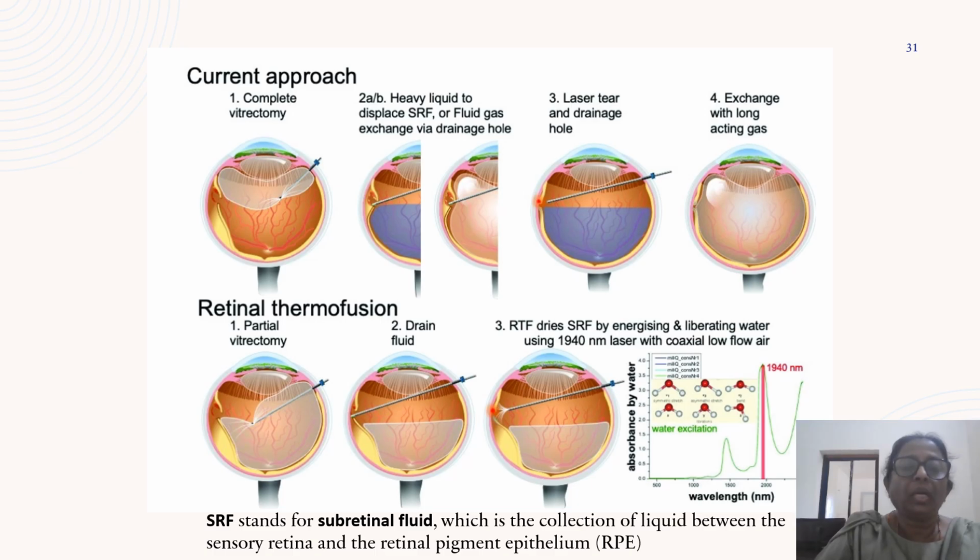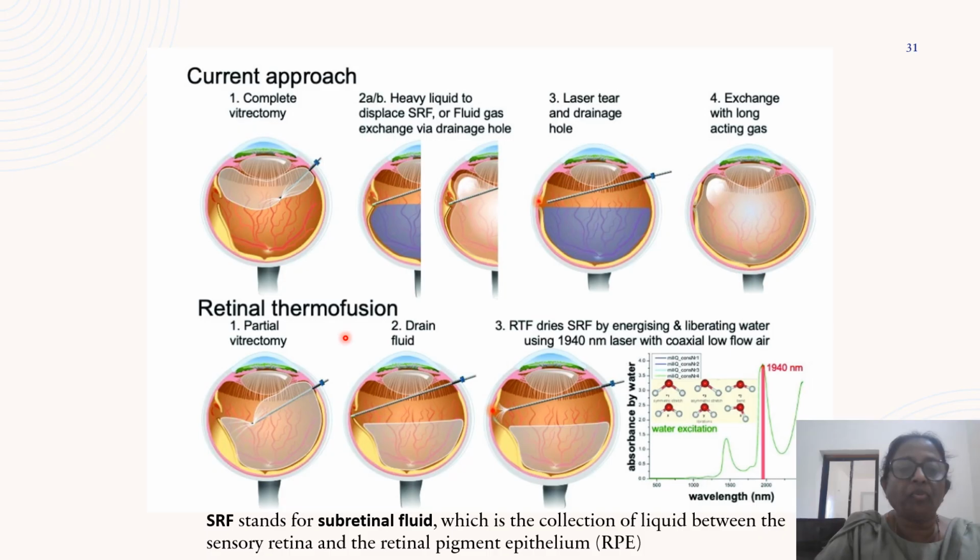So, the current approach and retinal thermofusion, you can see. In the current approach, complete vitrectomy, heavy liquid to displace the SRF, or fluid-gas exchange via the drainage hole. SRF means the subretinal fluid, which is a collection of liquid between the sensory retina and retinal pigment epithelium. Laser the tear and drainage hole, and exchange with long-acting gas.